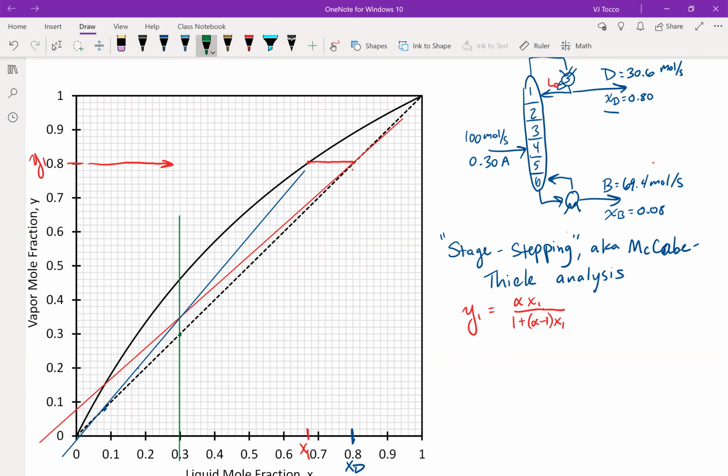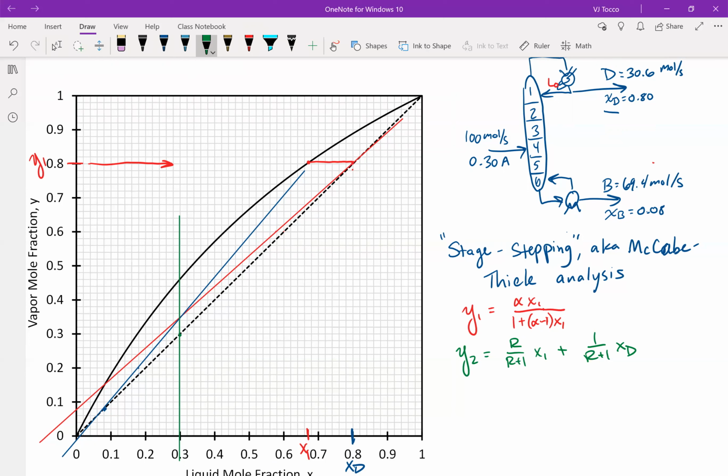a material balance. So I can say that Y2 is equal to R over R plus 1, X1 plus 1 over R plus 1, XD. And this doesn't look like a material balance, but remember in the previous video, I derived how we got to this in terms of R by starting with an overall material balance. So now that I know what X1 is, I can find the X1 coordinate where I'm on the operating line.